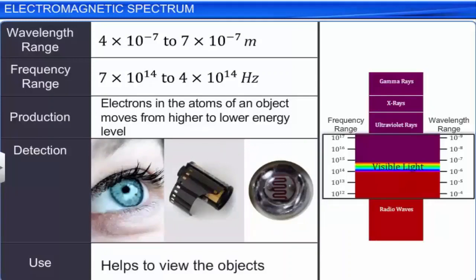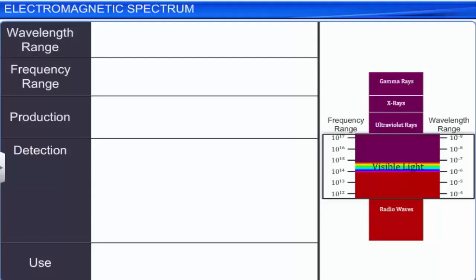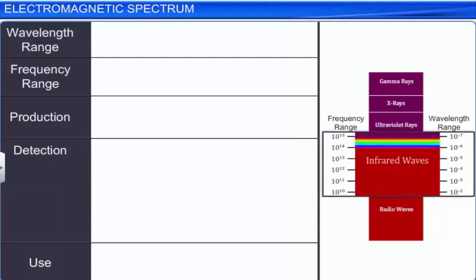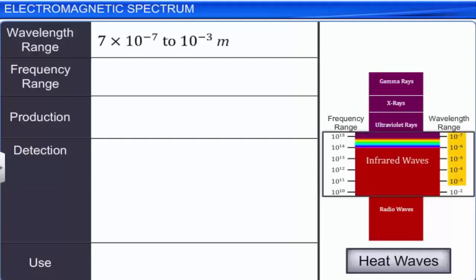The next kind of electromagnetic wave in the electromagnetic spectrum is the infrared wave. Since the infrared radiation heats up objects and surroundings where it is incident, infrared waves are known as heat waves. Wavelength of infrared waves is in the range of 7 × 10^-7 meters to 10^-3 meters. Frequency of infrared waves is in the range of about 10^14 Hz to 10^11 Hz.